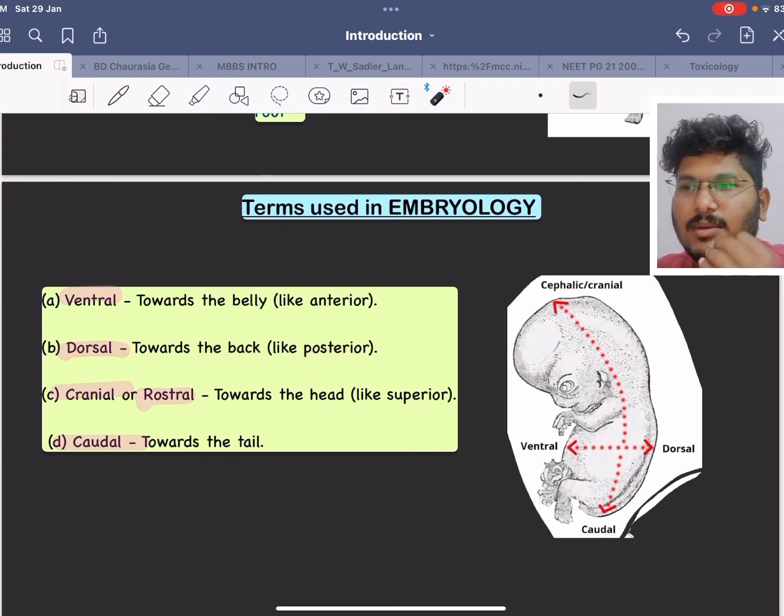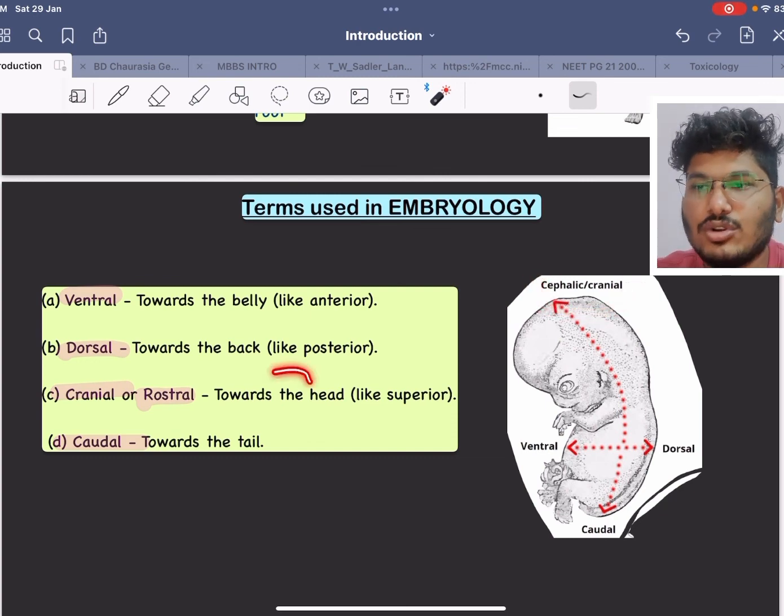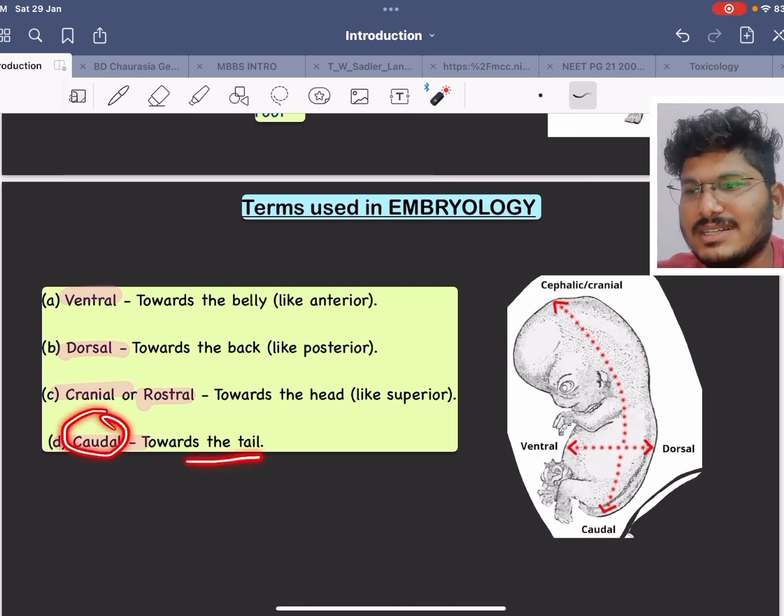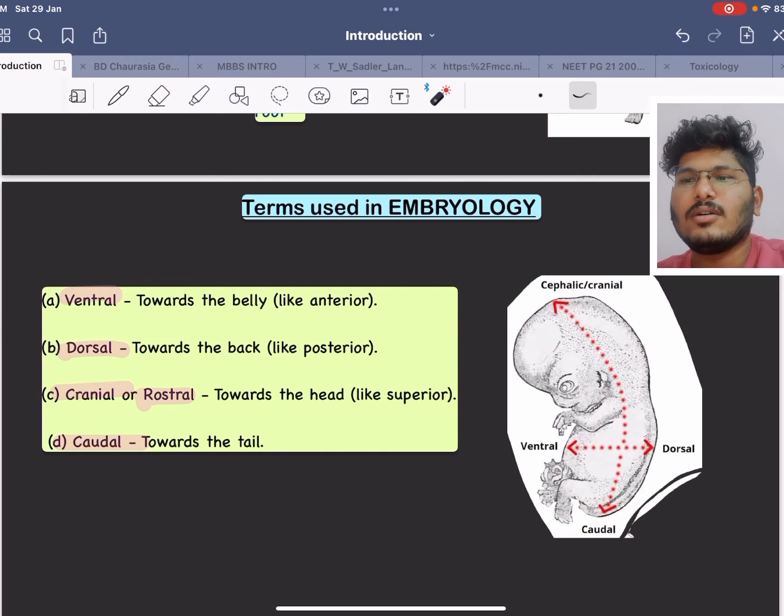Similarly, in embryology we also read the terms cephalic or cranial, which means towards the head or superior parts. Caudal is towards the tail or towards inferior, synonymous with inferior. These are the terms used in embryology. So that's it.